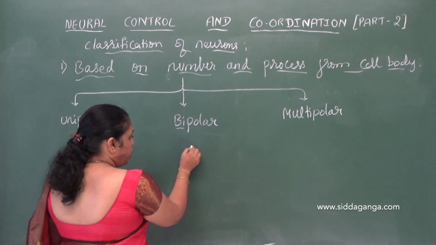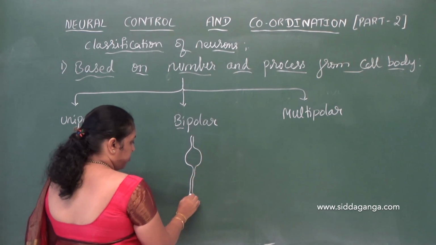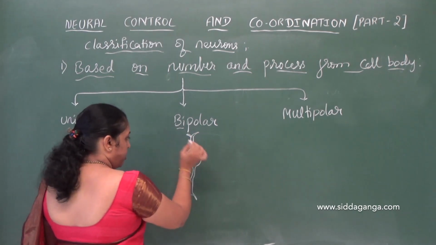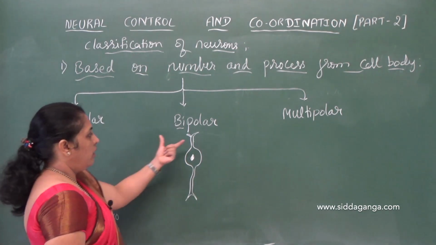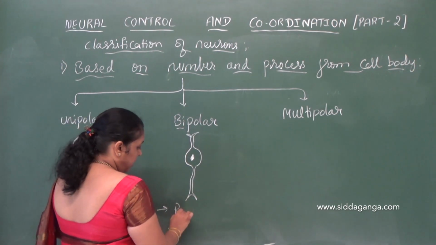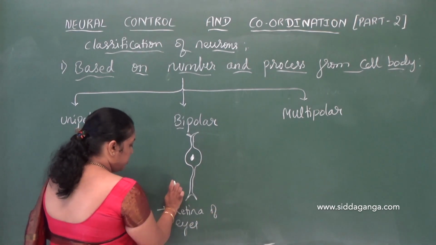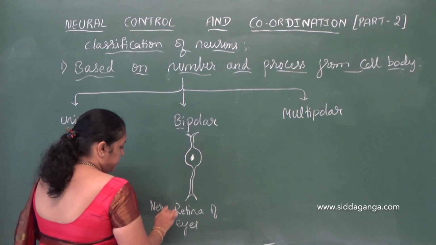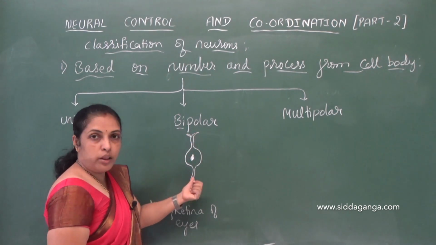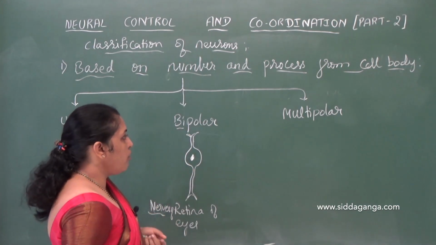Bipolar: bi means two processes will arise from the cell body. One is a dendrite, another one is an axon. Bipolar neurons are seen in the nerves of the retina of the eyes.